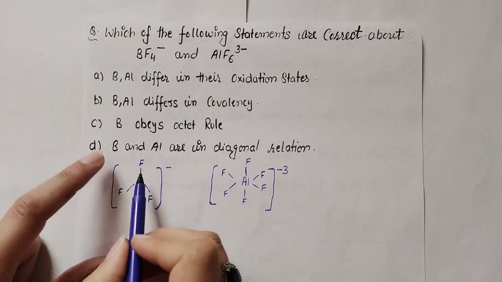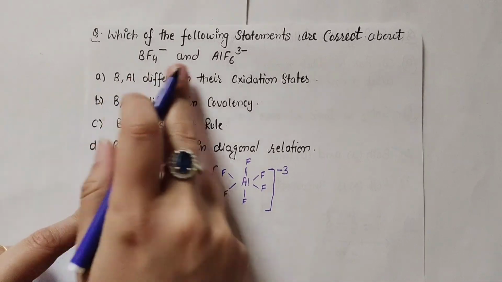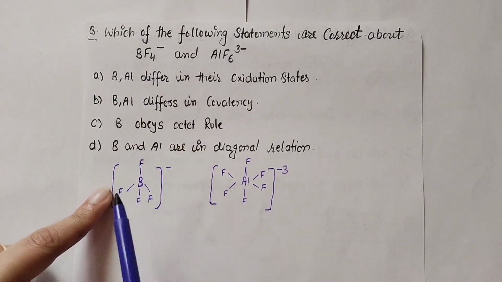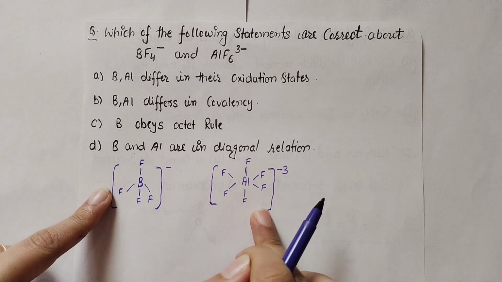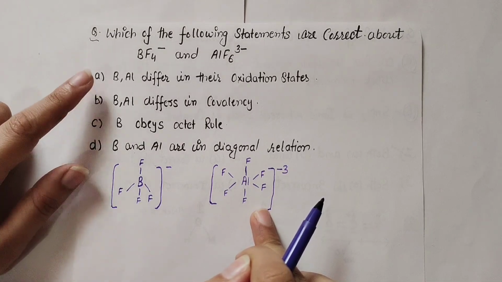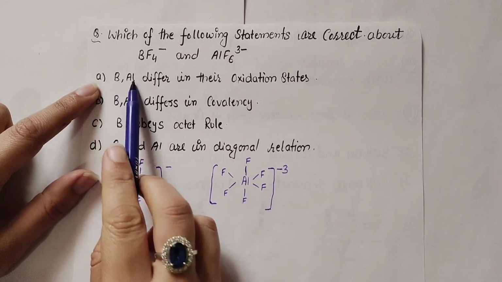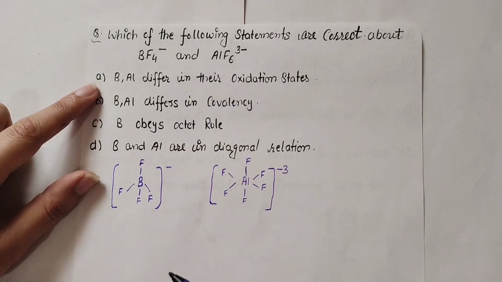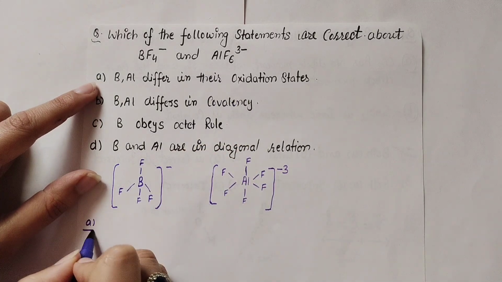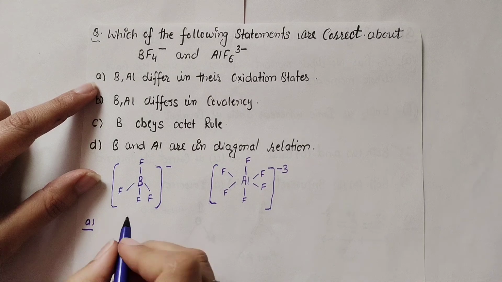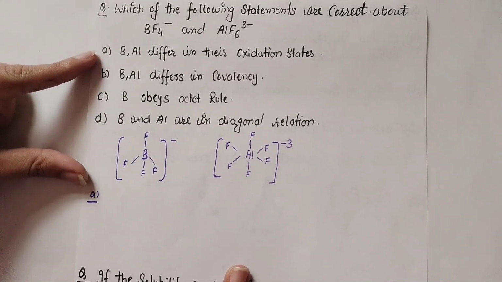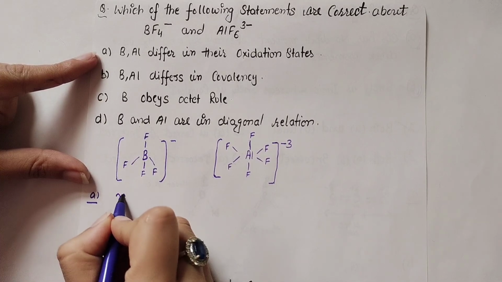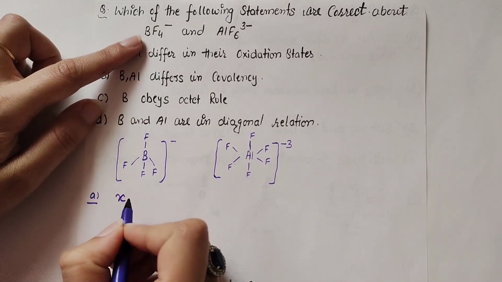So we have drawn the structures for these molecules, and for BF4 negative its structure is this, and similarly for AlF6 its structure is like this. So focusing on the first statement, which says boron and aluminium differ in their oxidation states. Now let's find out the oxidation state of boron and aluminium. Let us suppose the oxidation number for boron is X. In BF4 negative we are talking about.